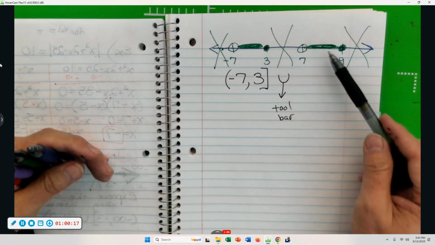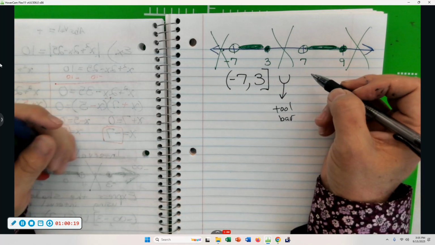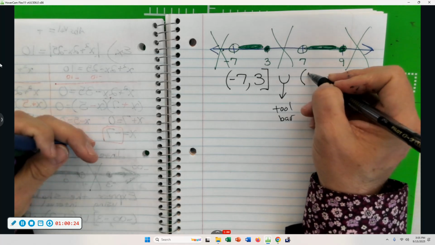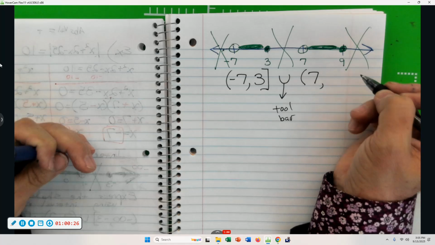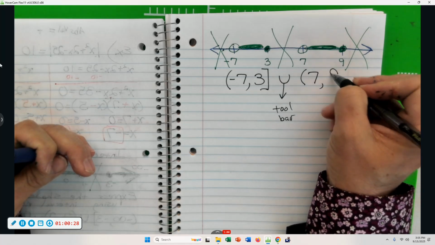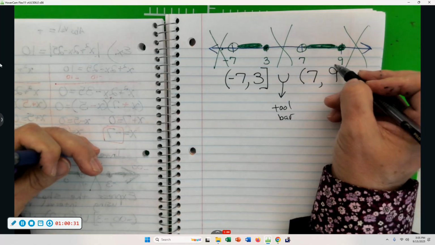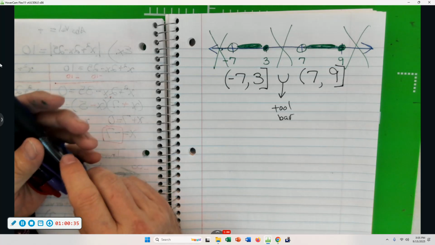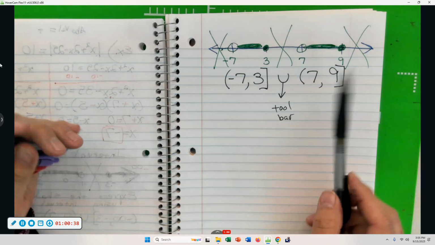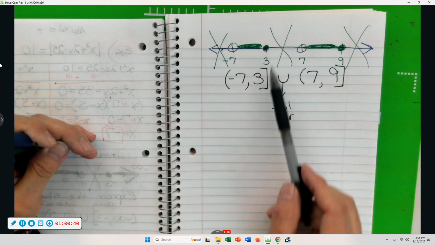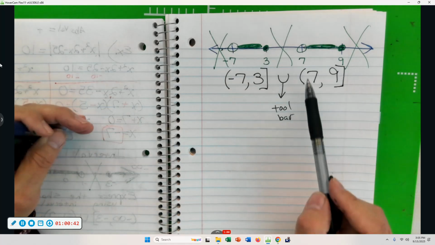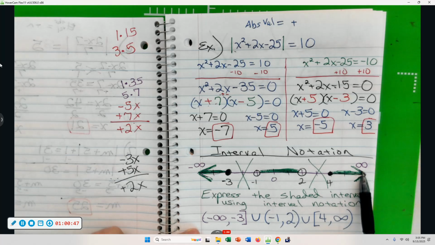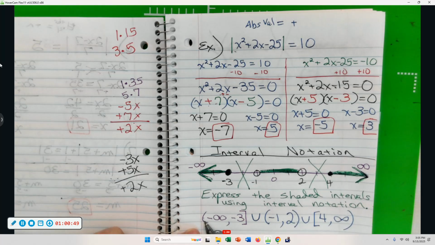Now the second interval, parenthesis or bracket? Parenthesis, 7, comma, 9, bracket. Only use a bracket at a closed circle. Use parentheses for open circles and use parentheses for infinities or negative infinities.